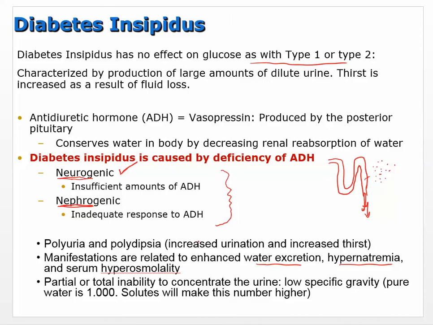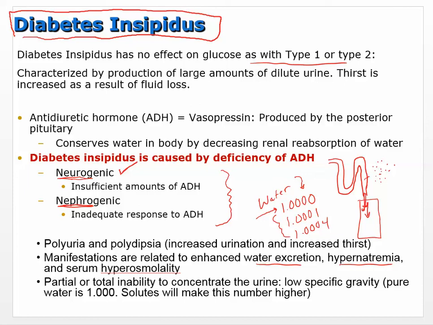Okay, so partial or total inability to concentrate urine. You can detect that pretty easily by measuring something called specific gravity. And specific gravity is just water. Specific gravity of water is 1.000. When you have particles in it, it might go up to 1.001 or 1.004. So we can monitor that, and when the specific gravity is really low, that means that you're basically dumping water. So if your specific gravity is low like this, then that could be an indicator that you're, for whatever reason, dumping more water than you should. And that's diabetes insipidus.